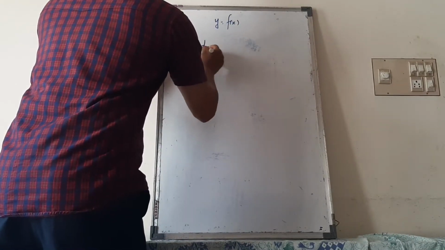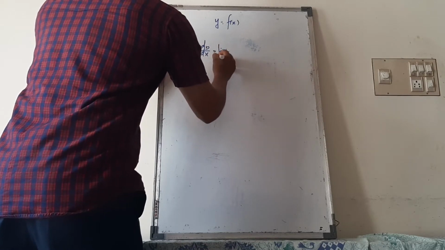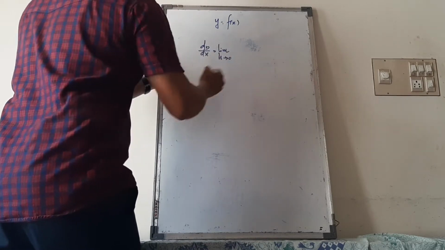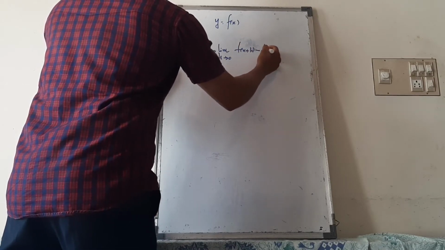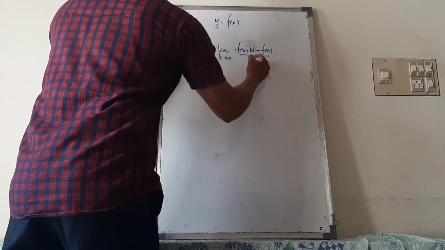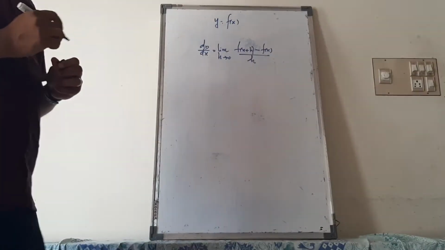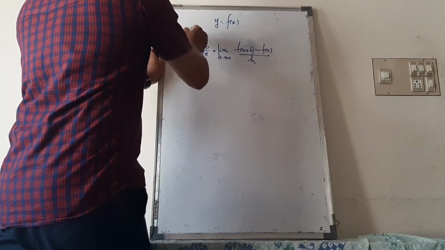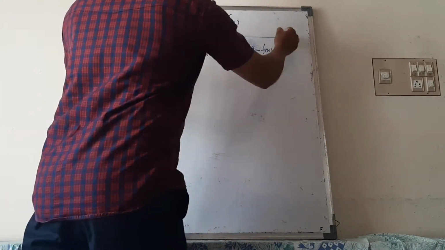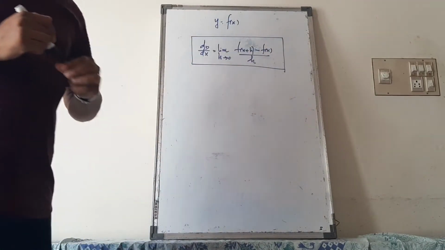That is dy by dx equal to limit h tends to 0 f of x plus h minus f of x divided by h. We find the derivative of many functions using this formula, which is called derivative using first principle.